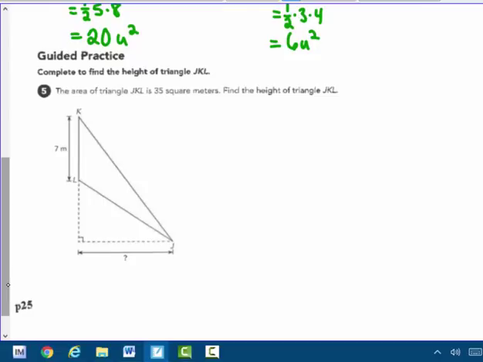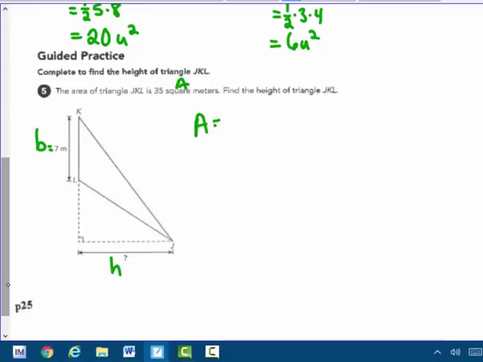Complete to find the height. Ooh, a little problem solving. JKL is 35 square meters. That's the area. Oh, they gave me the area. Find the height of the triangle. So we have to find this. So this must be the base. The base is KL, 7 meters.